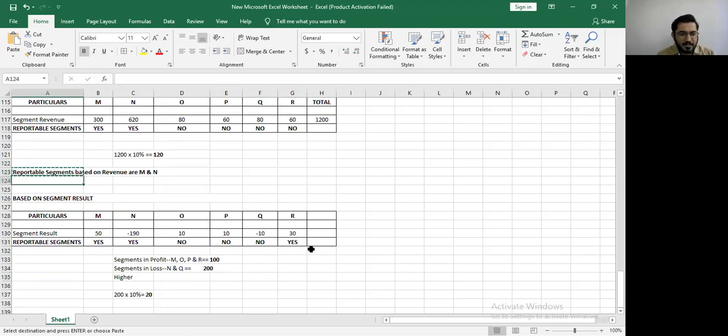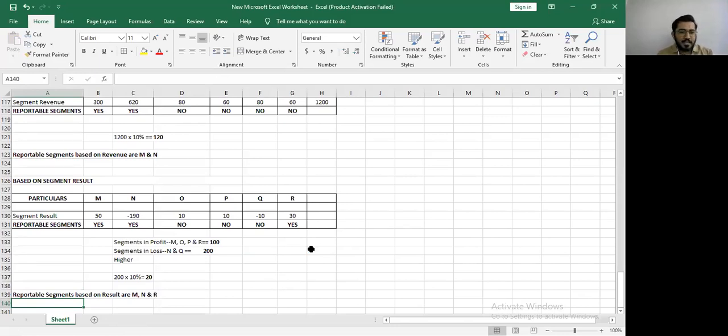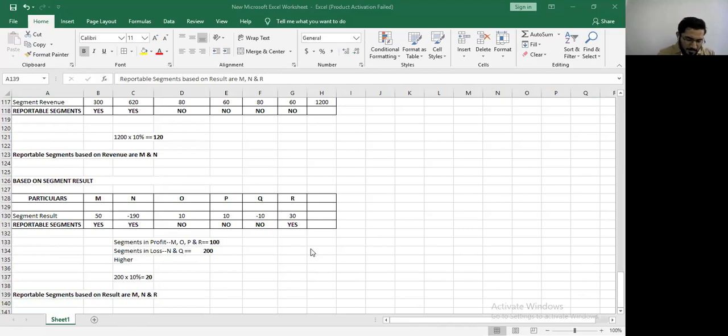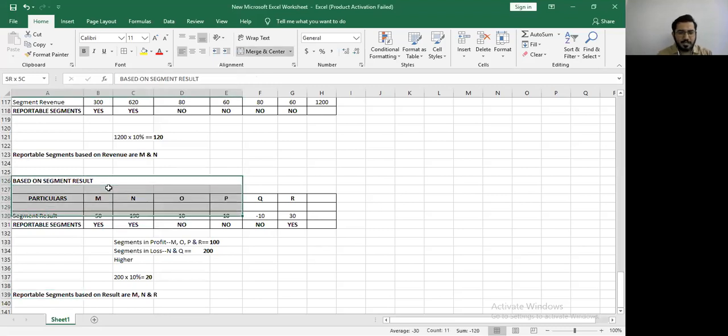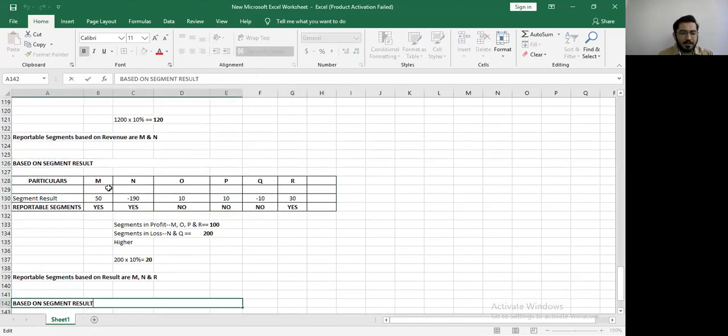Which means your reportable segments based on result are M, N, and R. The segments reportable based on segment results are M, N, and R.